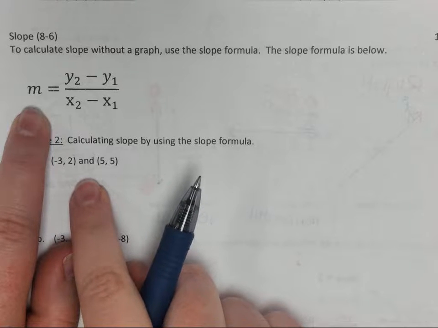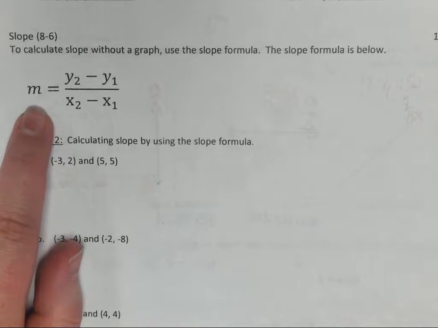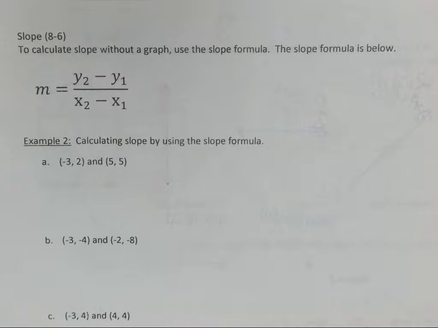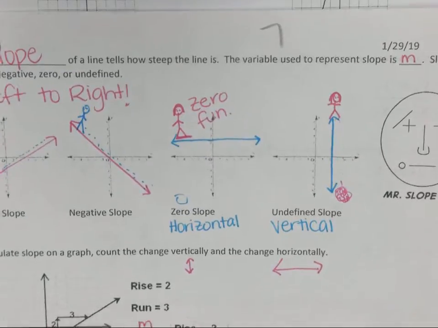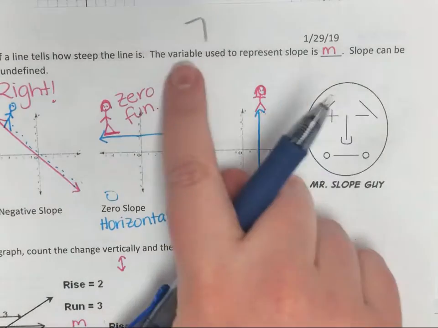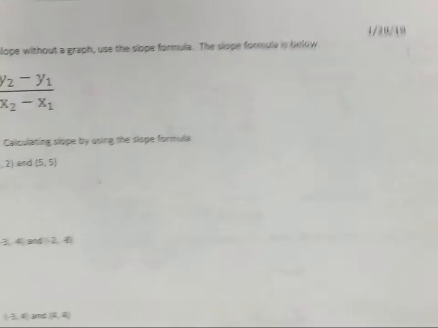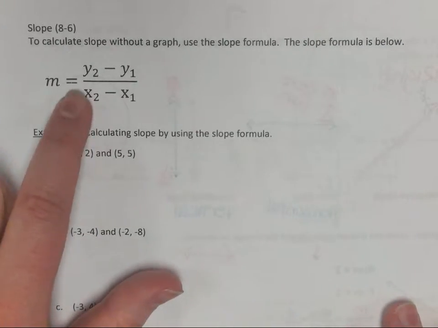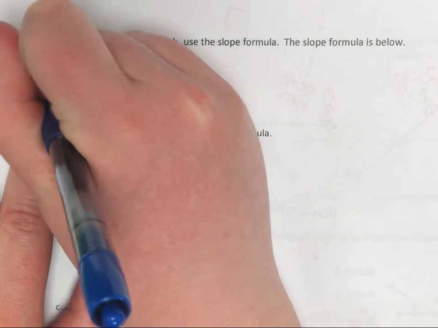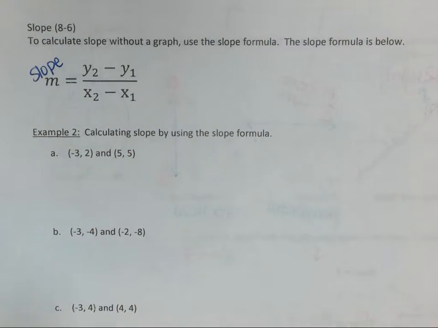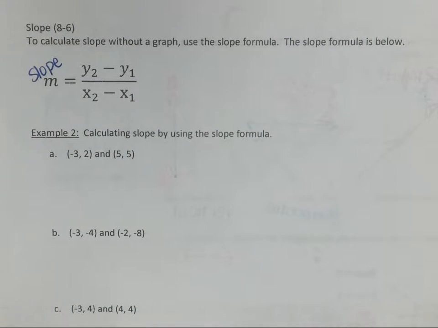Okay. All right, M. So guys, what does M stand for? It is not mass. It is slope. Okay, remember? Remember over here we talked about the variable used to represent slope is M. So right here, this says M equals, which is the same thing as slope equals. This is how we find slope.